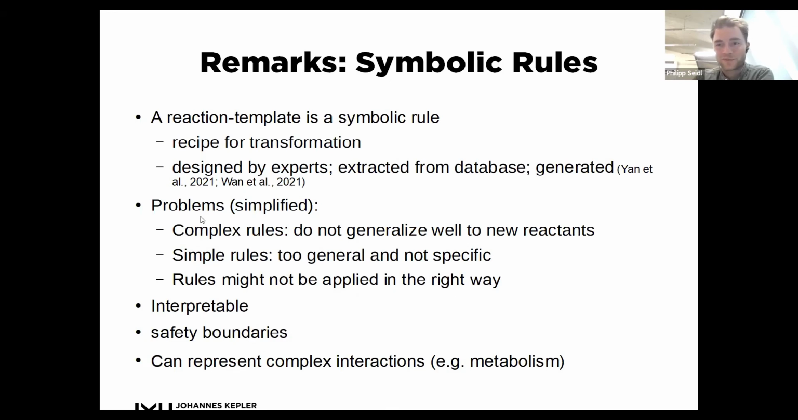And one of the problems that is always noted with those symbolic rules is that they do not generalize well. If we look empirically, we get very high performance, even with those simple symbolic rules. And as I noted also, it's very much dependent on the reaction radius. So you might want to have a very small reaction radius, but then again, those rules are not that specific anymore. And what's also a bit of a problem is that the rules might not be applied in the right way, as I noted. If we have very unspecific templates, they might apply at multiple positions.